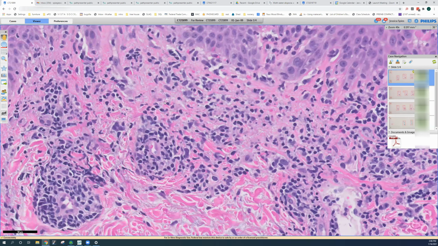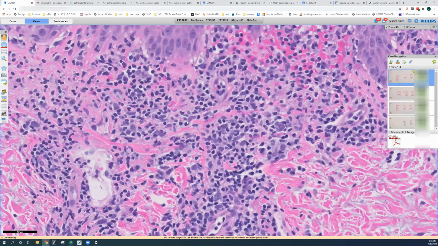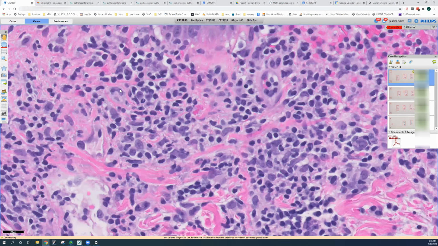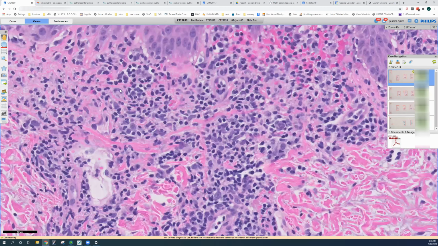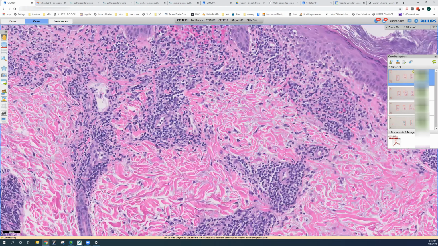There can be scattered kind of larger lymphocytes and some histiocytes. You can see here this kind of kidney bean shaped nucleus with the delicate chromatin and the little tiny nucleolus, sorry, it's a histiocyte. But we shouldn't see really a lot of large atypical lymphocytes, and you want to start thinking about a CD30 positive lymphoproliferative disorder.